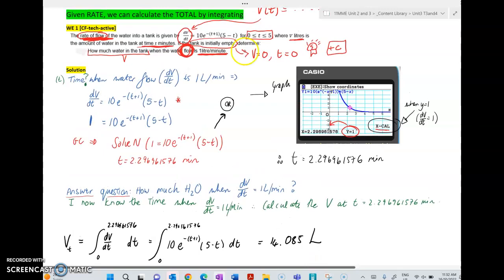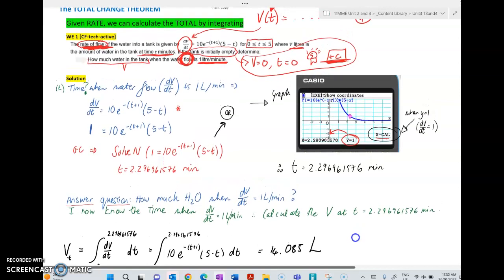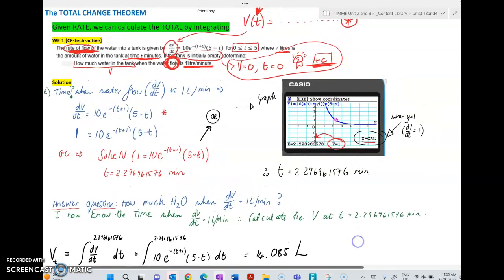I just want to go back to this information over here. Because it's tech active, you didn't have to go through that process of finding the plus C, all right, because you're using your calculator to type in that function. You're giving it a lower bound and an upper bound. So really, really good question. Please pause the video and make sure you go through this step by step and slow down with your calculator work.